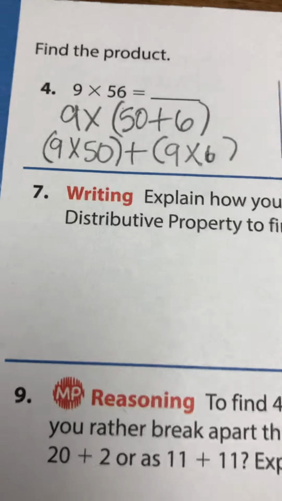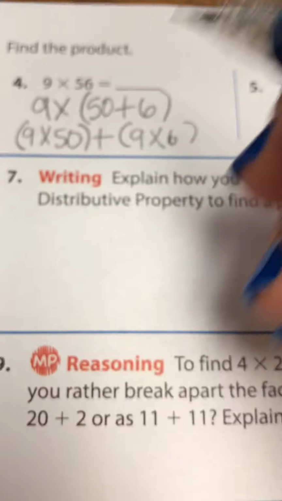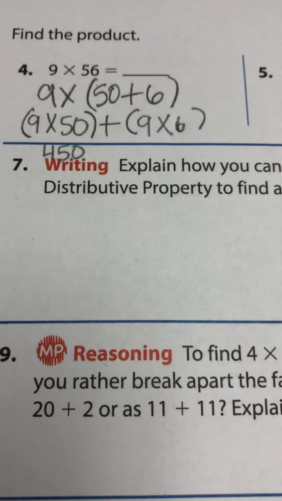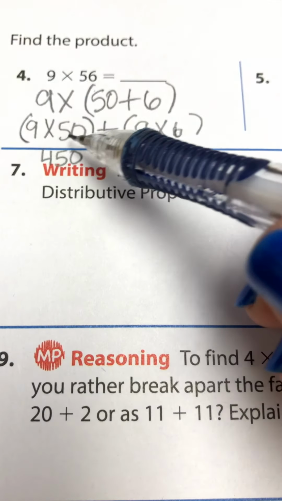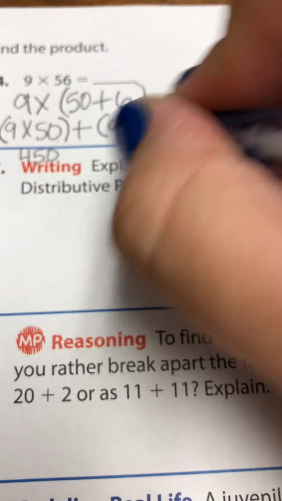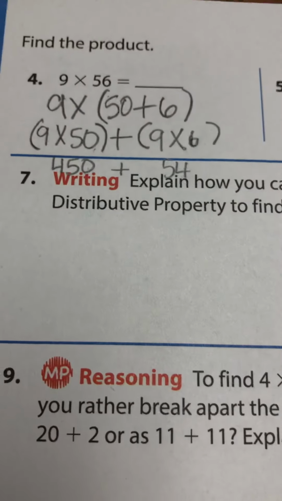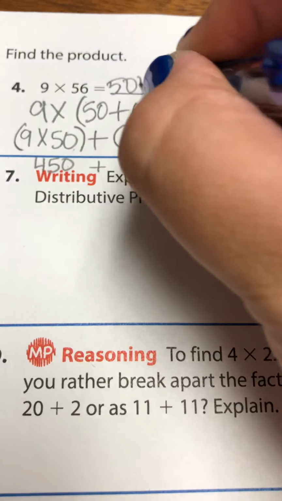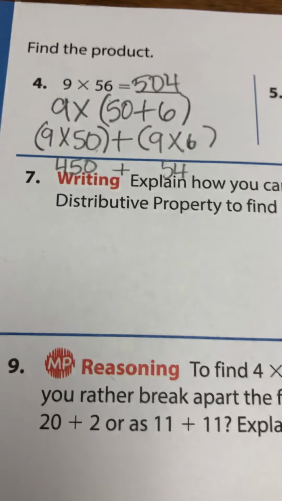Just straight up numbers. Now you calculate 9 times 50. They should know how to do that. That was the first lesson in our chapter. That's 450. That's multiplying 9 times 5, the basic fact, and adding a 0. Then 9 times 6, 54. Basic fact that they should know. I'm going to add those two numbers, 450 plus 54, to give me 504. And that's how you use the distributive property.